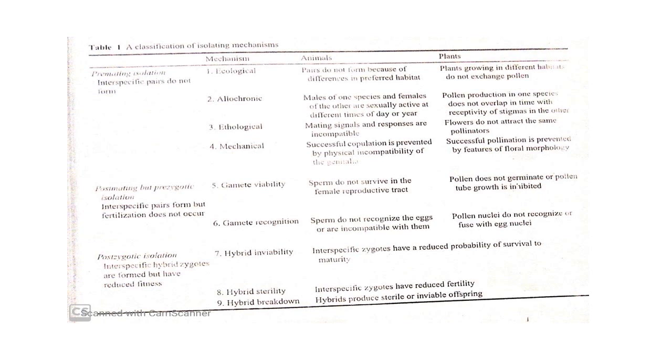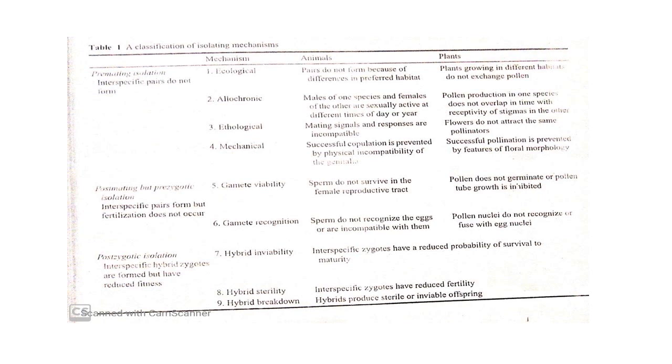It is a classification of isolating mechanisms. These are the isolating mechanisms which prevent the intermingling of genes of one species into the gene pool of other species. There are basically two types of isolation. One is pre-mating isolation, and the other is post-mating but pre-zygotic isolation, and there is another one which is post-zygotic isolation. In pre-mating isolation, interspecific pairs do not form. The mechanism may be ecological, allochronic, ethological, or mechanical.